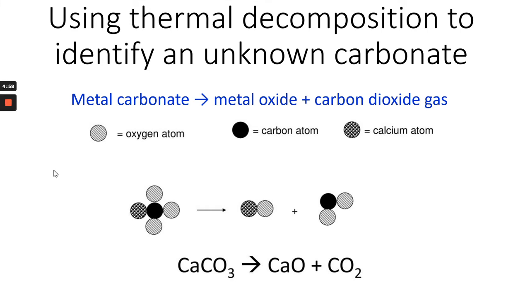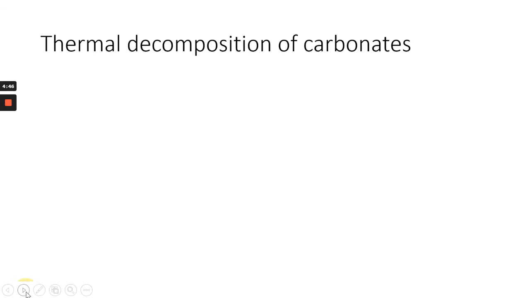Hello and welcome to this clip looking at how we can use thermal decomposition to identify an unknown carbonate. The basic reaction is metal carbonate breaking down into a metal oxide and carbon dioxide gas. So let's have a look at the reaction in detail.